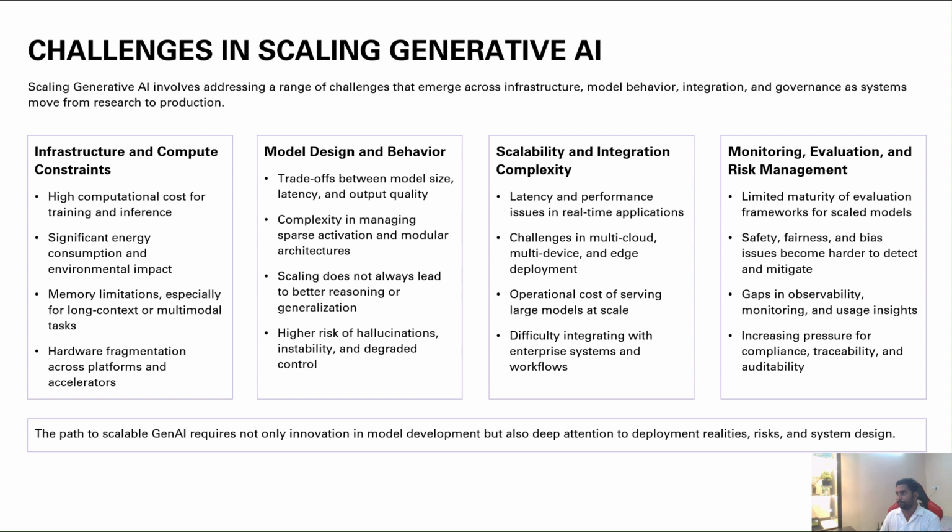And then finally, we have monitoring, evaluation, and risk management. We still lack robust evaluation frameworks for generative AI models, especially at scale. Safety issues, bias, and fairness become harder to detect and mitigate. Most teams struggle with observability, tracking usage, and gaining insights. On top of that, enterprises face rising pressure to meet compliance, retention, and auditability standards. So overall, scaling generative AI is not just a technical effort; it's a system level challenge, and that touches the infrastructure, software, user experience, and governance.